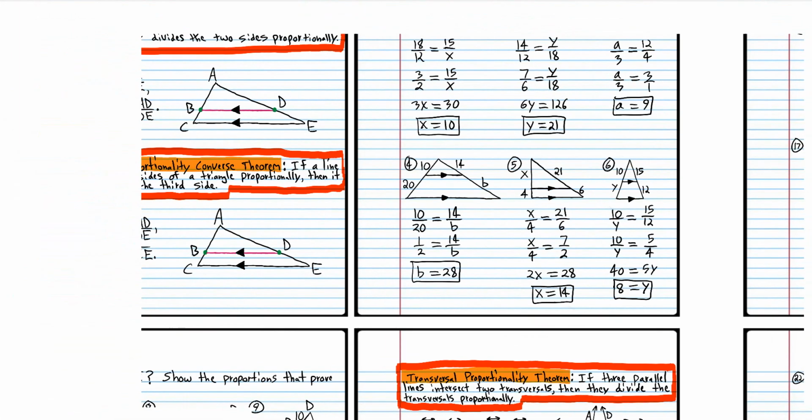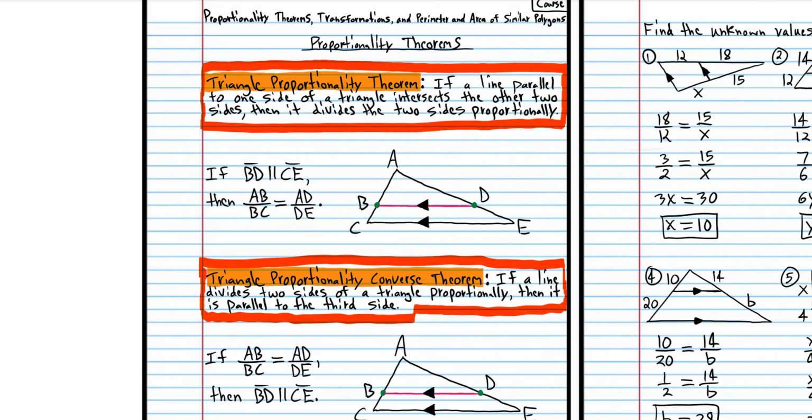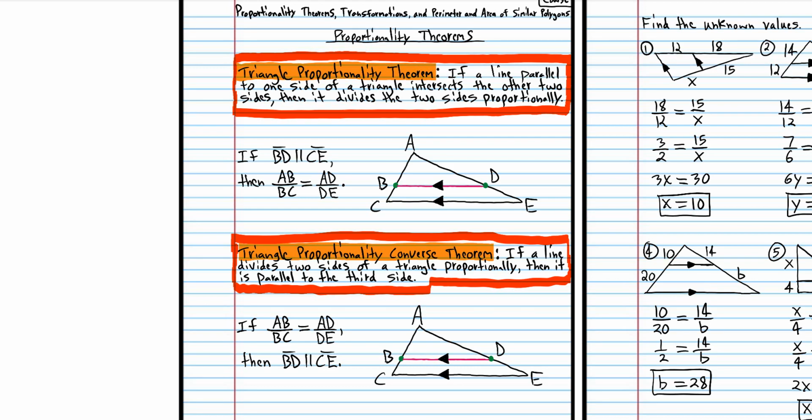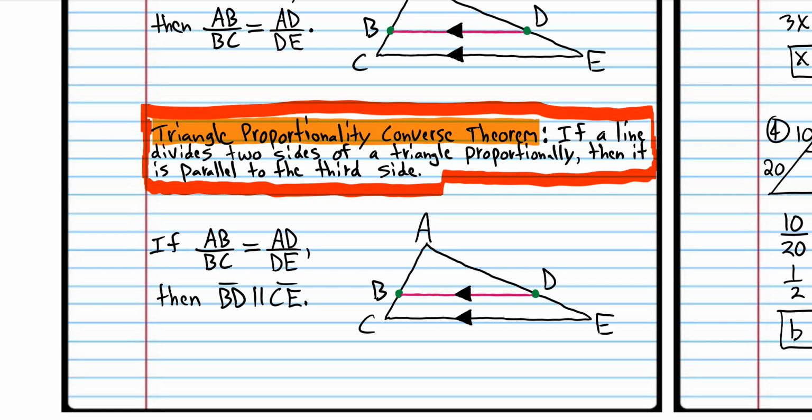So that is the Triangle Proportionality Theorem. Again, if you didn't get screenshots of these, go ahead and do that. So now we're going to use the Triangle Proportionality Converse Theorem.